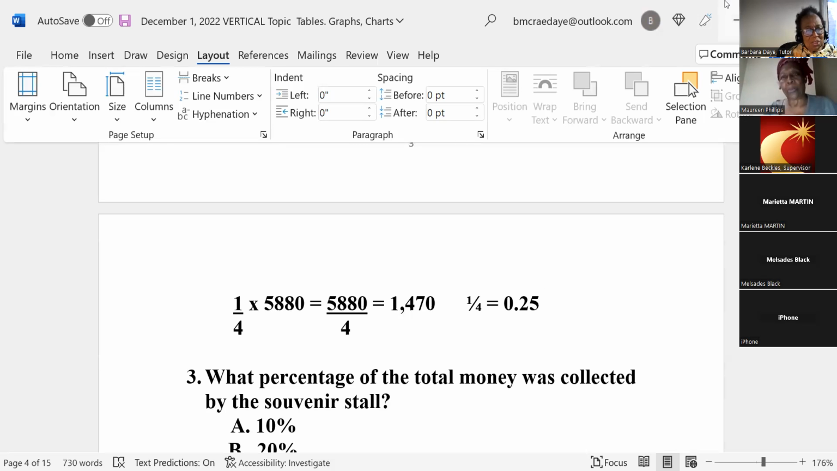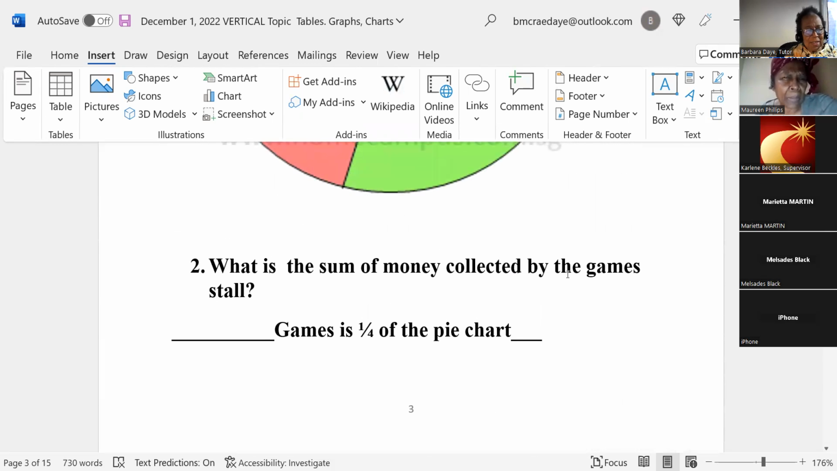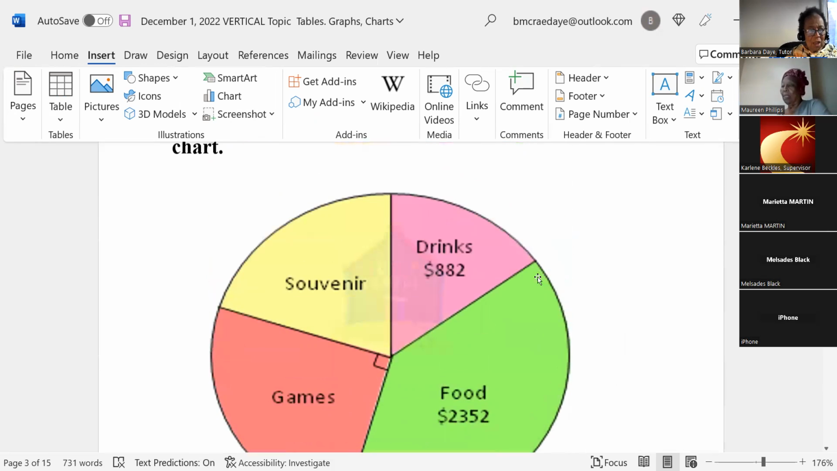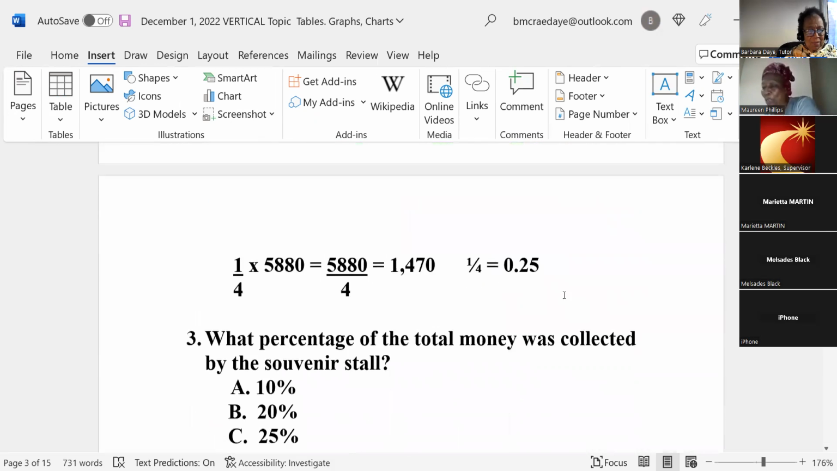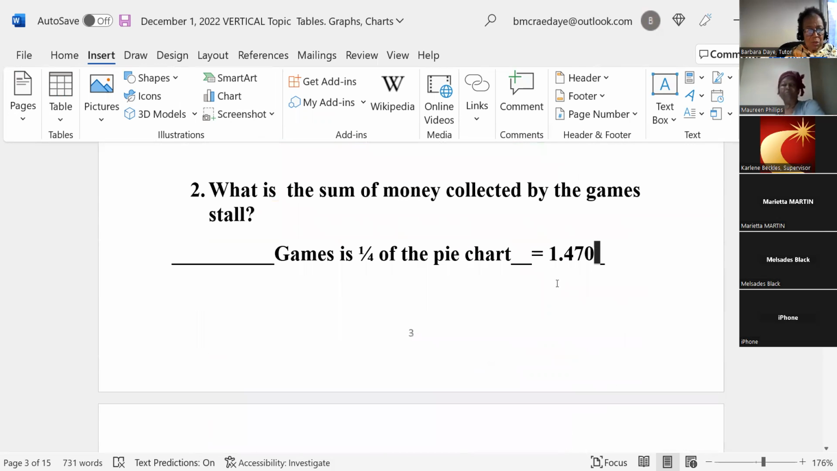Okay. Any questions on number 2? The answer is 1,470. So that's equal to, you're saying, games is 1,470, representing 1/4 of the pie chart. We took 1/4 of the total, which is 5,880. Which one are we doing? We're on number 2. Oh, we're just on number 2.